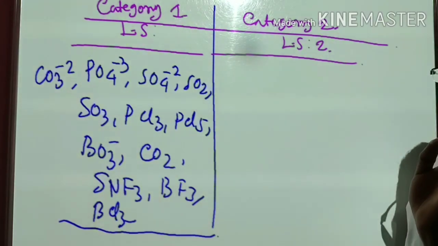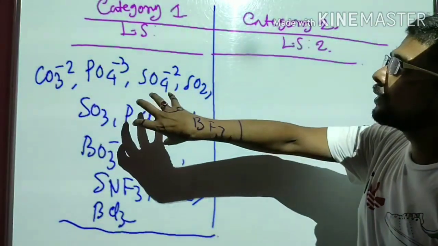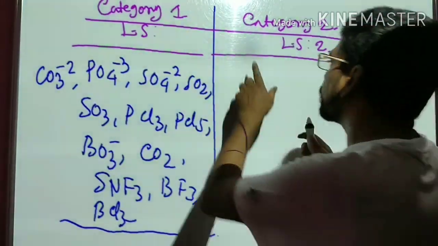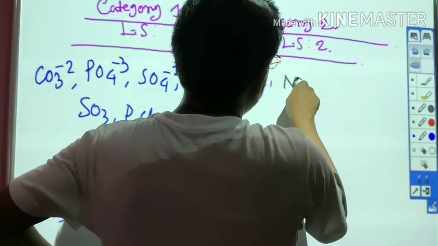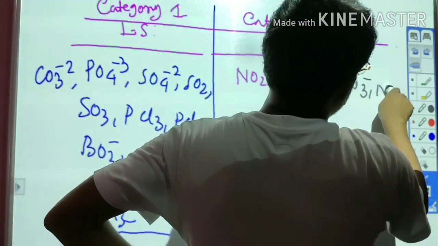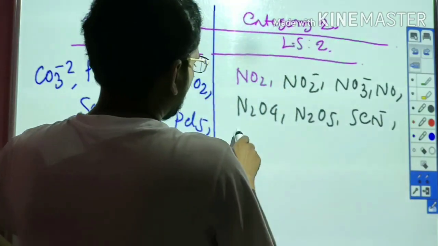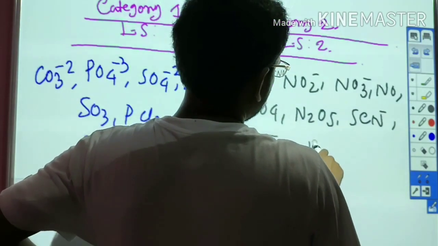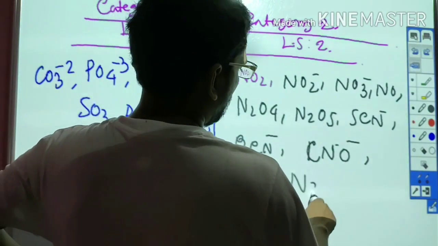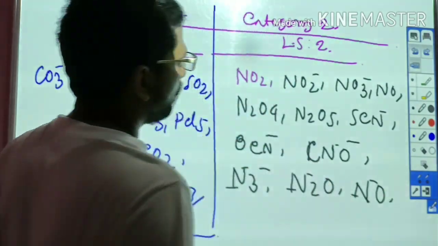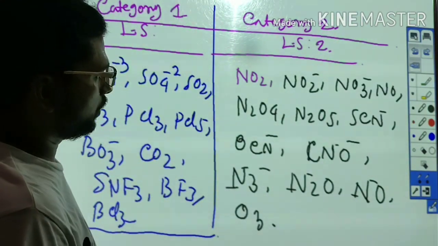Only the number of bonds formula will be different for this one and this one. Well sir, how can we understand which formula will be used for which one? Okay, today what I discussed: NO2, NO2 minus, NO3 minus, NO, N2O4, N2O5, thiocyanate, HCl, OCl minus, cyanate CNO, fulminate, azide N3, N2O, NO, O3. Anything left? I think most of them.